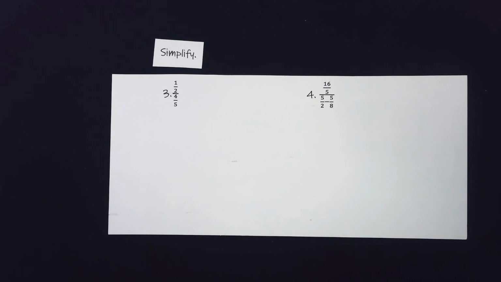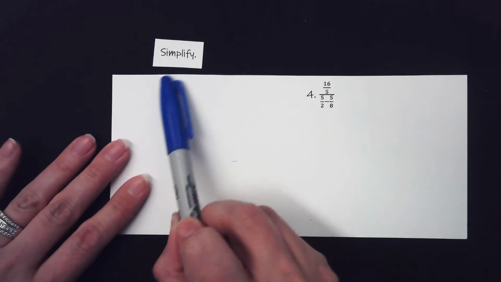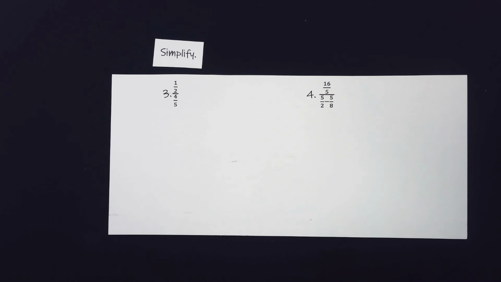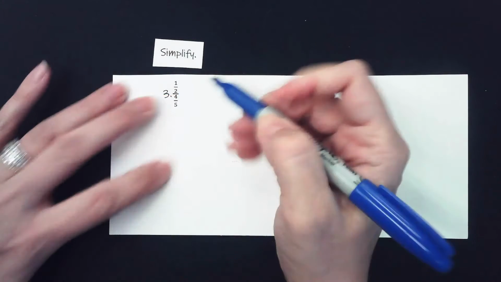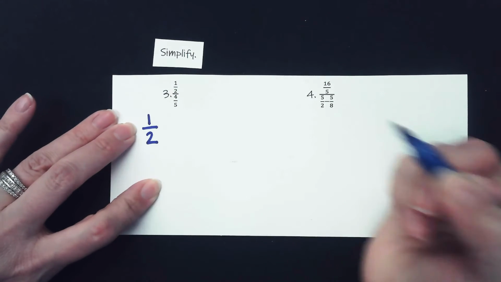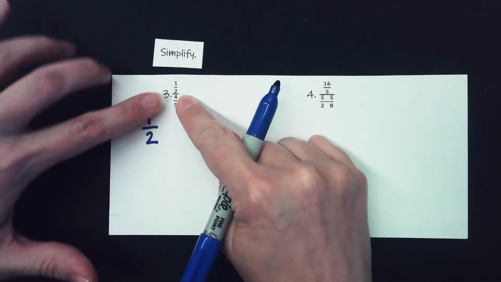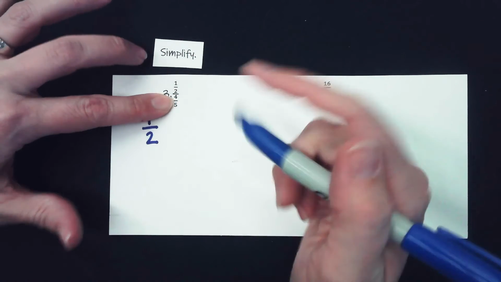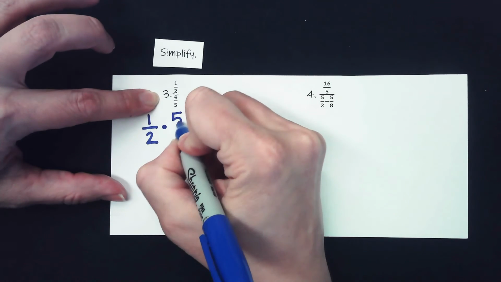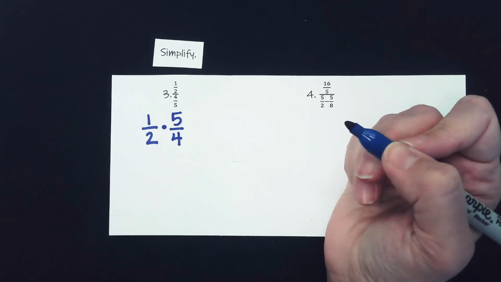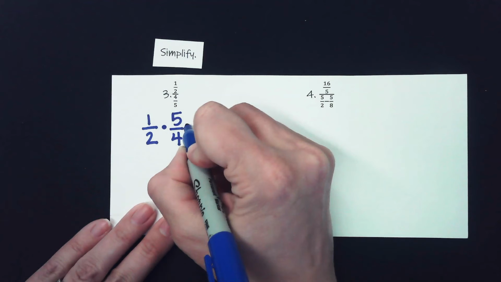So let's get started by rewriting this, because dividing by a fraction is just kind of messy looking. So I'm going to write the fraction in the numerator, which is 1 over 2. And then I'm going to flip the fraction in the denominator so I can multiply. So instead of 4 over 5, it becomes a 5 over 4. And now I can just multiply these two fractions.